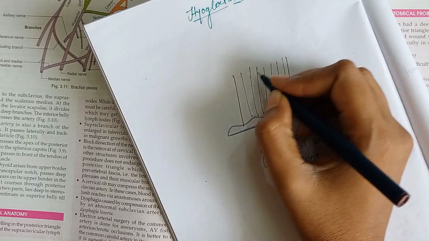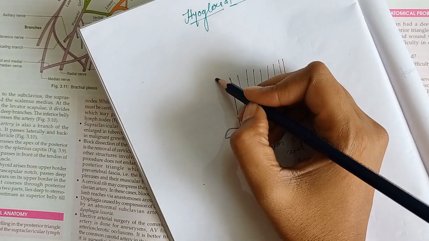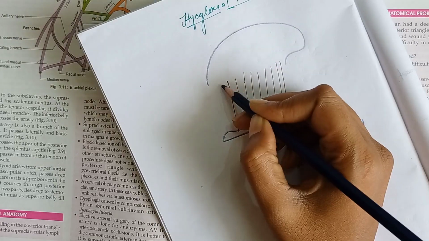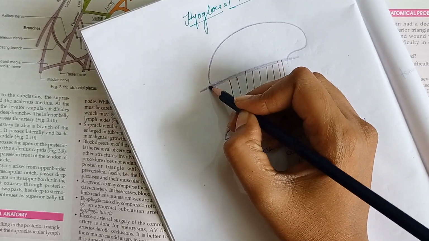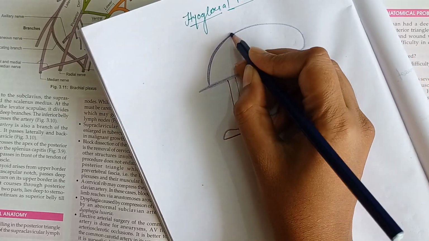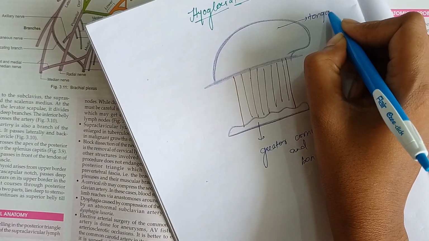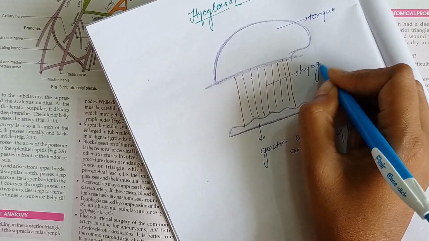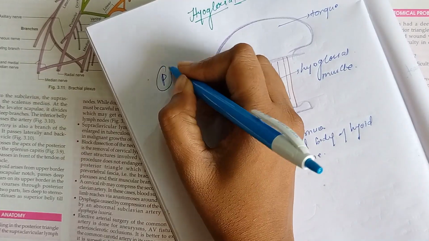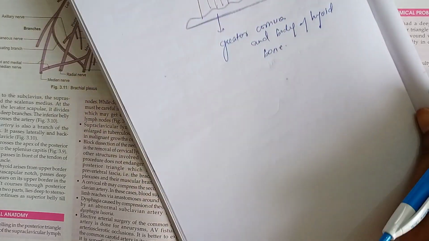This is the hyoglossus muscle. It is inserted to the sides of the tongue. This is the tongue. It is attached to the sides of the tongue between the styloglossus laterally and the inferior longitudinal muscle medially. This is the tongue and this is the hyoglossus muscle. This is the posterior side and this is the anterior side. That's it. This is the origin and insertion.